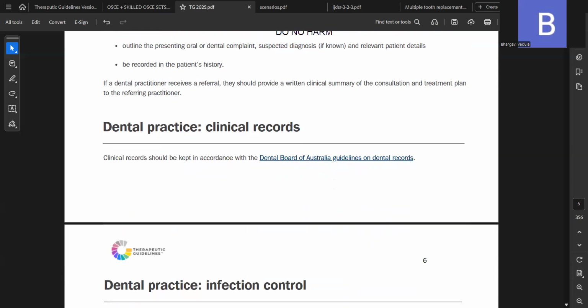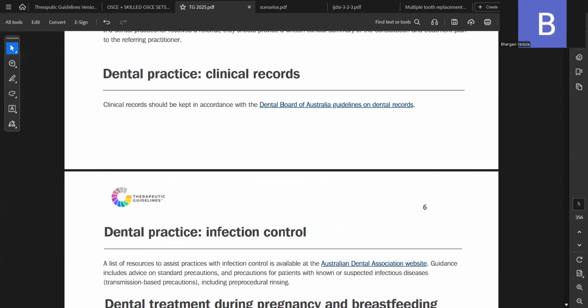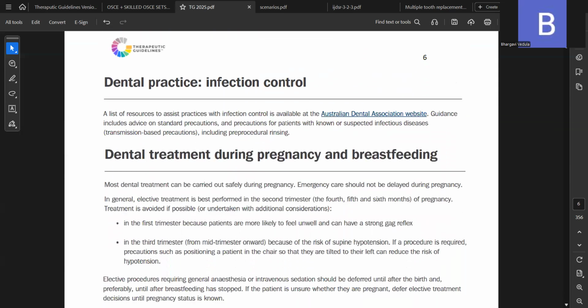And clinical records should be kept in accordance with the guidelines. Again, every country has guidelines. You have to see that and keep the clinical records according to the guidelines.